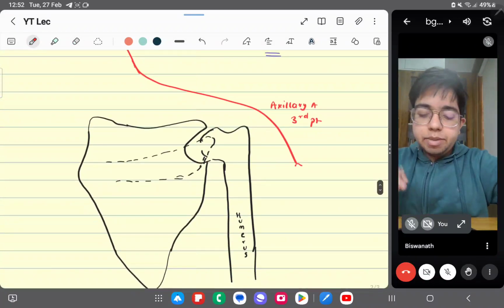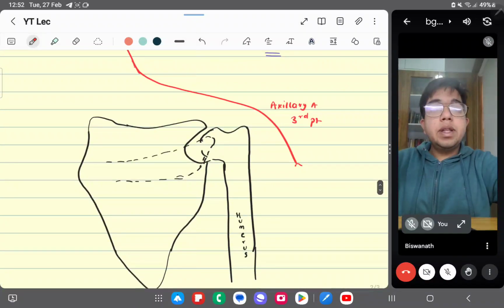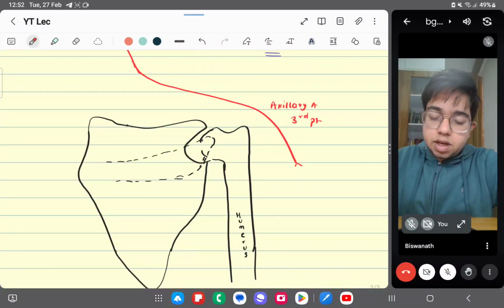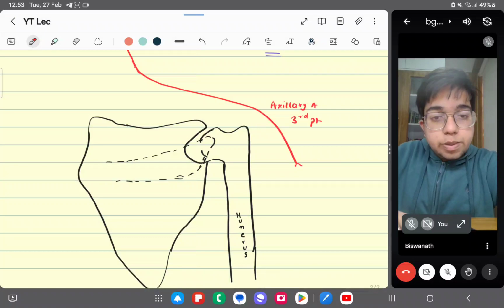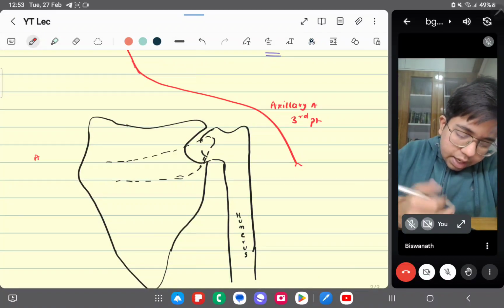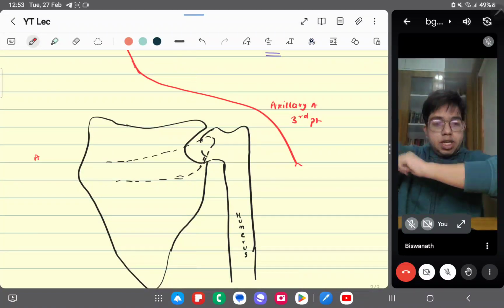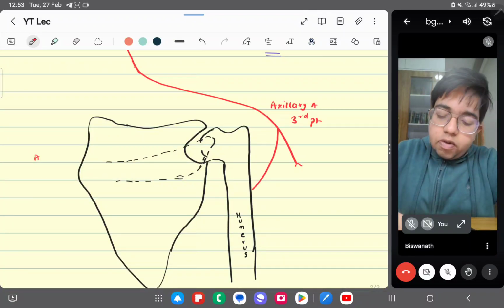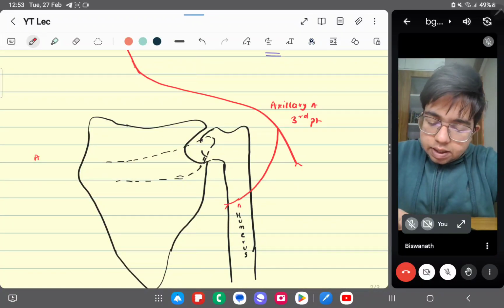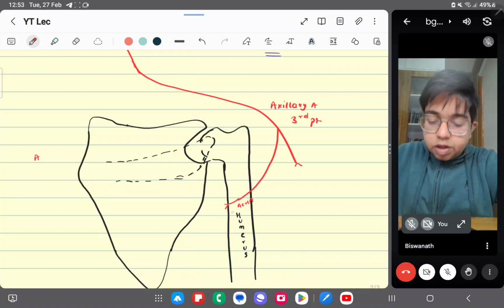So what is happening basically is that the axillary artery will be giving the ACHA first. ACHA is the anterior circumflex humeral artery. Of course, this is the anterior side, and the back side, the dotted one, is the posterior side. So ACHA will be wound around like this. This is the ACHA, anterior circumflex humeral artery.